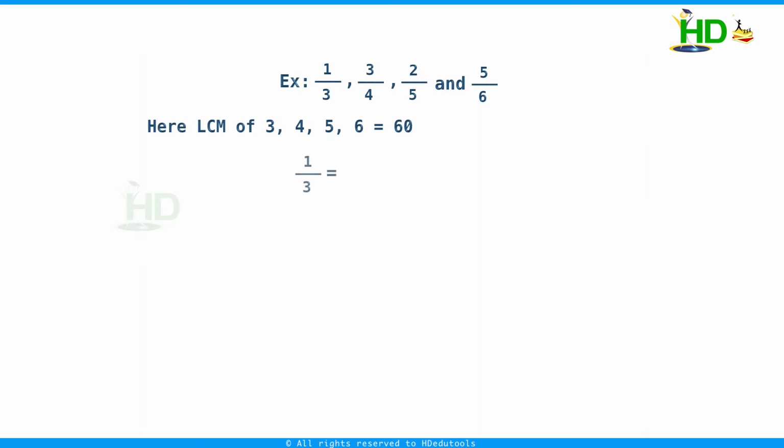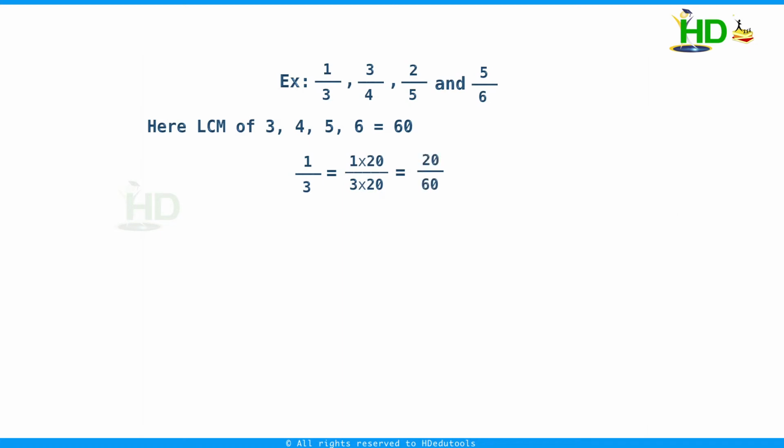Consider the fraction 1 by 3. Now here the denominator is 3. We have to make this into 60. For this we have to multiply 3 with 20. And also we have to multiply the numerator with 20 so that the value of the fraction should not change. So 1 by 3 can be written as 1 into 20 divided by 3 into 20. That is 20 by 60.